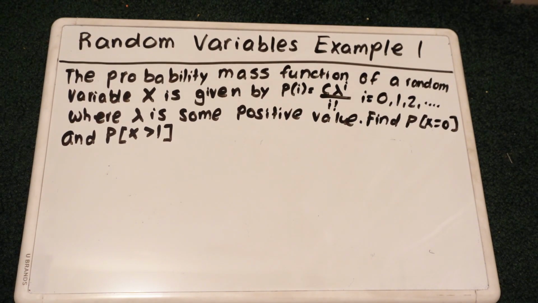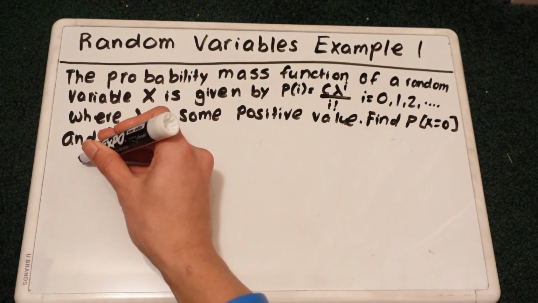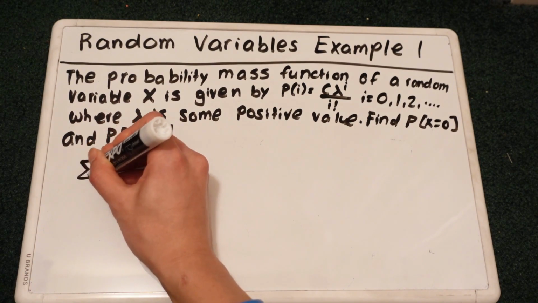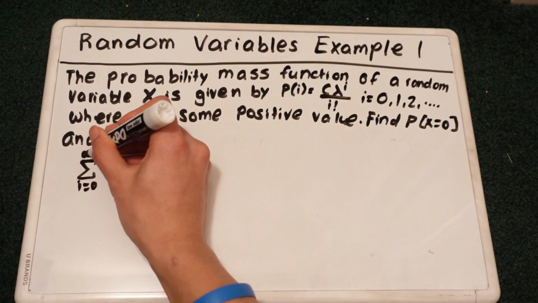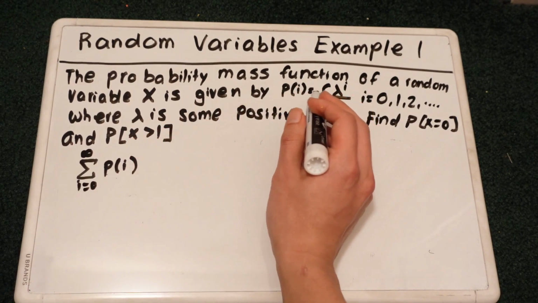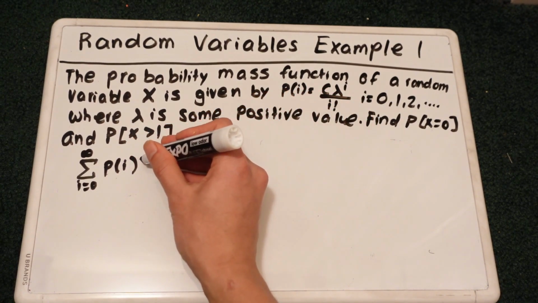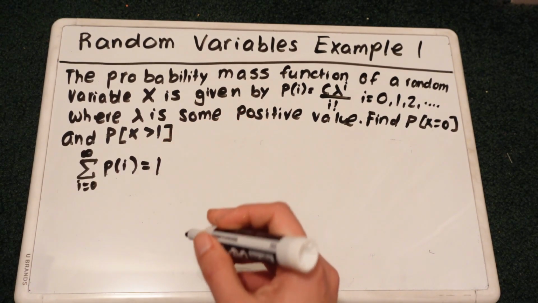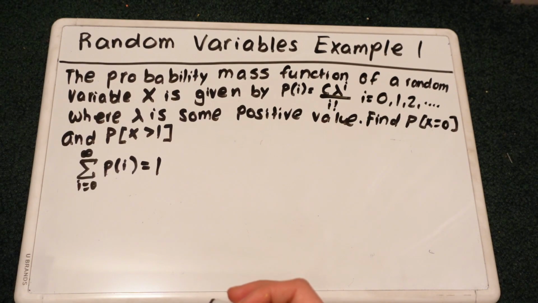This is an example of a random variables problem. This is a discrete random variable since it can take on at most a countable number of possible values. Since the probabilities have to add up to 1, we know that, let me write it down, the sum from i equals 0 to infinity of p(i), which is just this random variable's probability mass function, is equal to 1. So we need to find c.